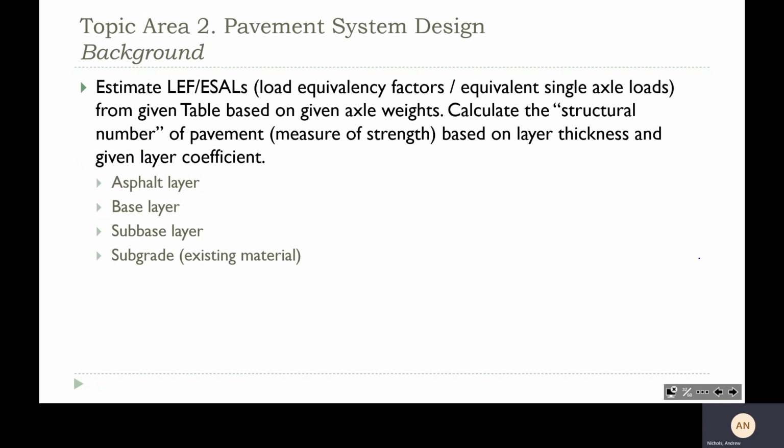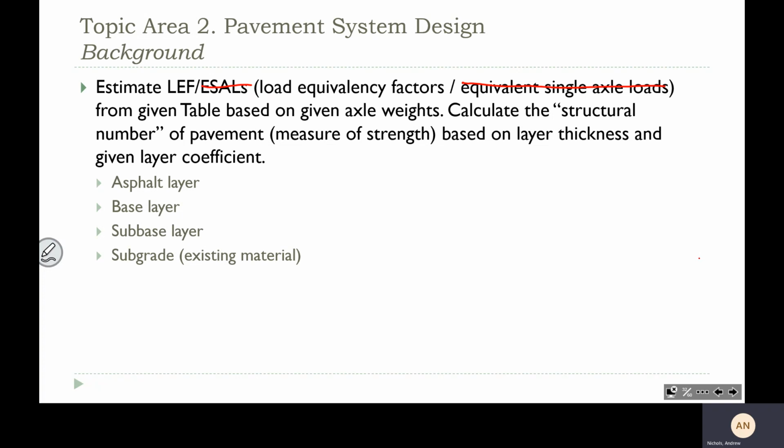All right, that's all for topic area 1, which is certainly the lengthiest in terms of transportation material. So topic area 2 is pavement system design. So here you're looking at load equivalency factors or equivalent single axle loads, which is really just LEFs based on the tables that they give you in the FE manual. So these values are given in a table based on given axle weights.